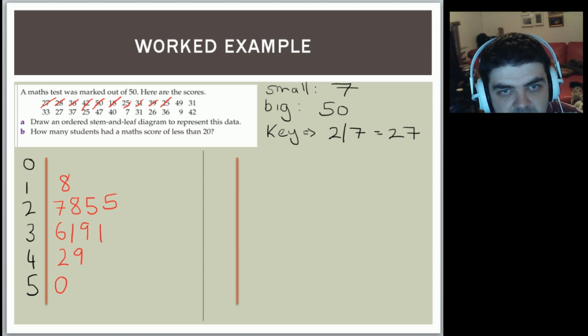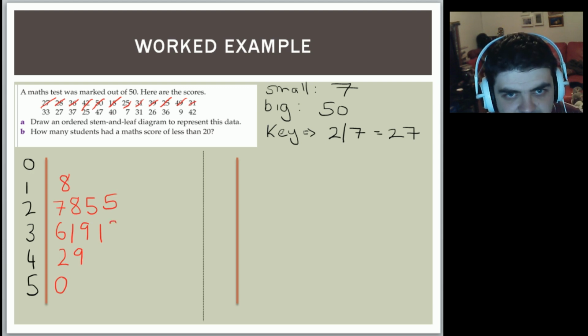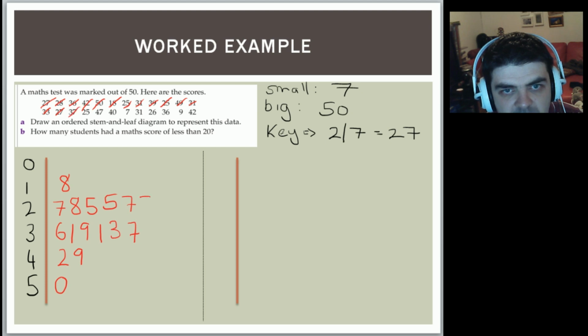29, 31, or 49, sorry, 31. And that gives us the first line done. Second line. We have a 33, we have a 27, a 37, a 25, a 47, a 40. And 7 is just written as not 7, so no 10s and 7 units.